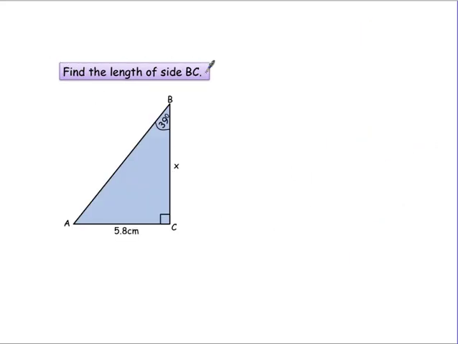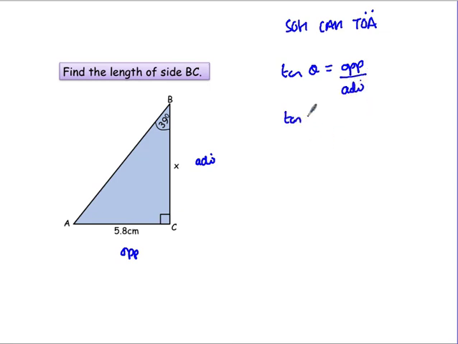Final example, find the length of the side BC. So label the triangle again. This one is opposite the angle we're interested in, and x is between the angle and the right angle, so that's the adjacent. So have a quick glance at SOHCAHTOA, and the adjacent and the opposite appears in the tangent. So we know that the tangent of the angle is always the opposite over the adjacent. So we'll stick the numbers in, and we'll get tangent of 39 equals the opposite, which is 5.8, divided by the adjacent, which is x.